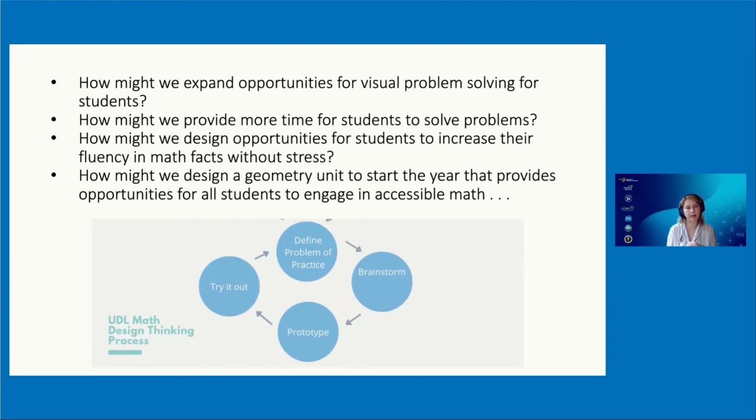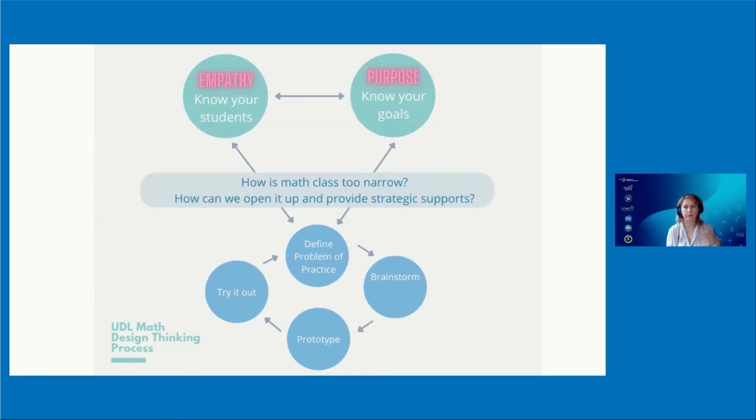So we then design a how might we question. Here are some that I made up if I was thinking about those kids all being in the same class. How might we expand opportunities for visual problem solving? How might we provide more time for students to solve problems? How might we design opportunities for students to increase their fluency without stress? How might we design a geometry unit to start the year that provides opportunities for all students to engage in accessible math? So putting together empathy, knowing our students and our purpose, we can try to figure out how math class is too narrow and how we can open it up and provide strategic supports.